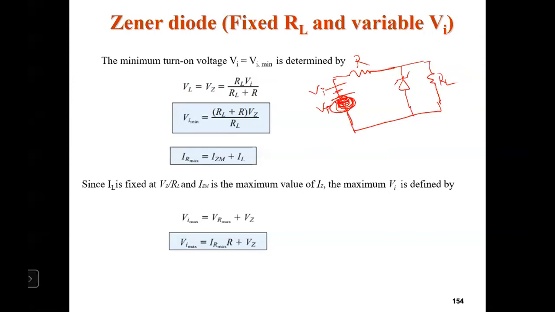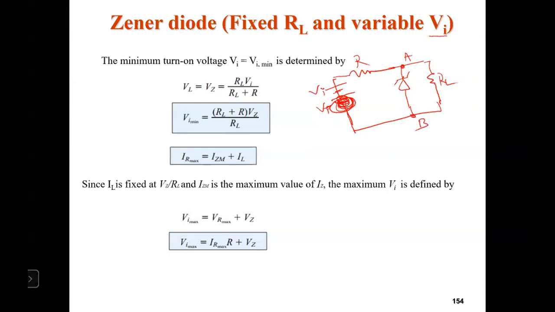Okay, so here this is the condition, or this is the circuit. Here you need to find out what is the range of this Vi for which the Zener diode will be on. Let us say this is the point A and this is the point B.